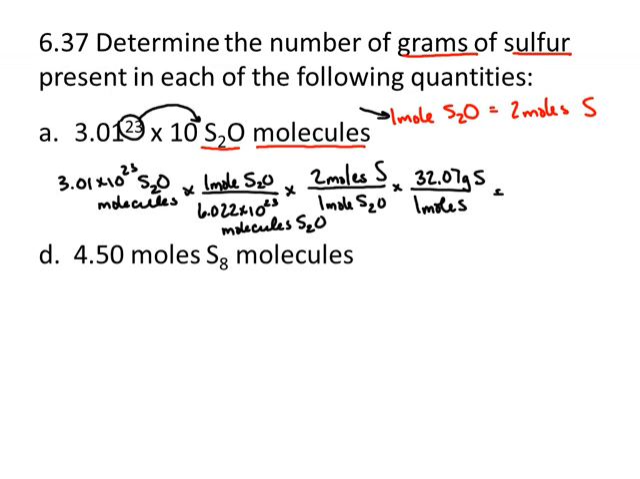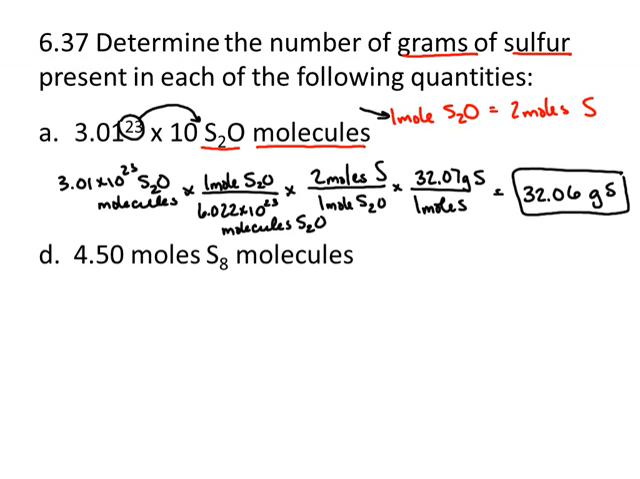So 3.01 times 10 to the 23rd divided by 6.022 times 10 to the 23rd times 2 times 32.07. Ooh, look at that. It's 32.06, which really is 32.07. Why is that? Well, maybe you picked up on the fact that 3.01 times 10 to the 23rd is actually half a mole. And so we had half a mole, but then we multiplied by 2, so really it all came out in the end.